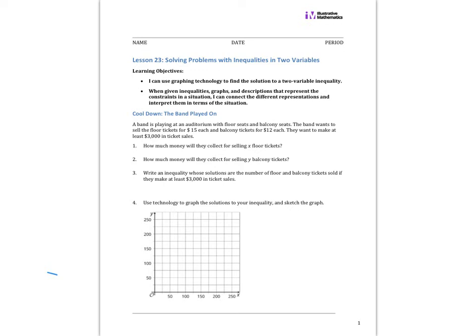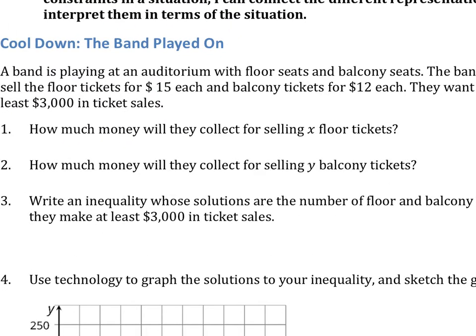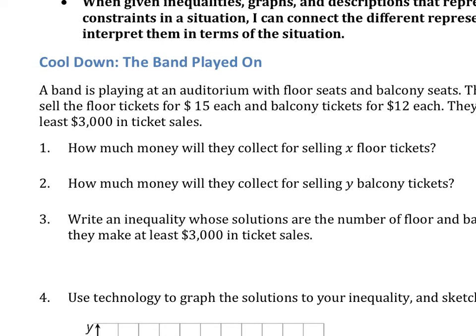So question 1 says, how much money will they collect for selling x floor tickets? Since we do not know exactly how many floor tickets were sold, but we do know how much it costs per floor ticket, we're going to write an expression using a variable and a coefficient. So that expression is just 15x.